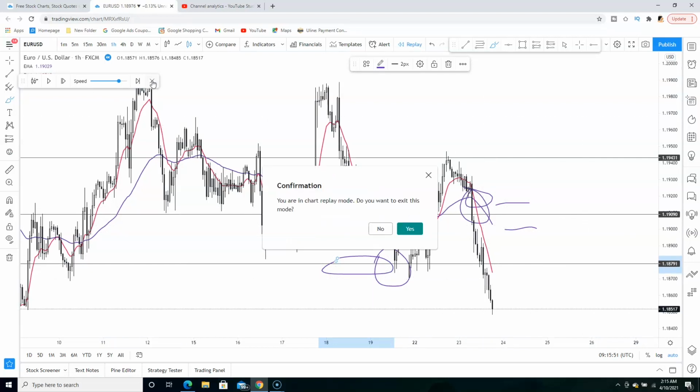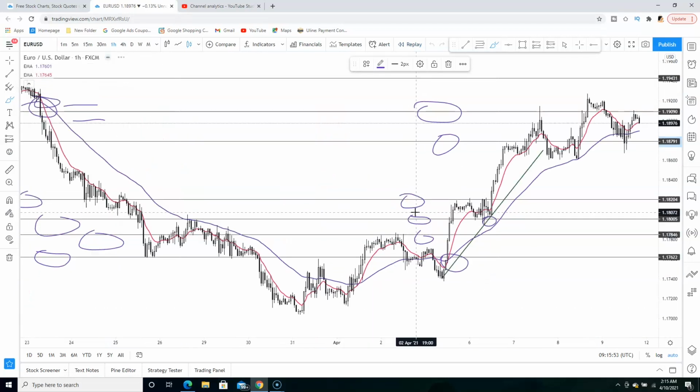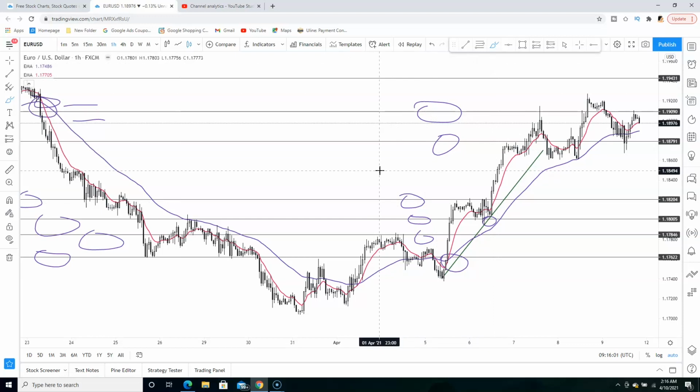So guys, this strategy is very, very simple. It's not hard at all, and it's a very, very great strategy, especially if you're a day trader. You can even use this strategy if you're a scalper.